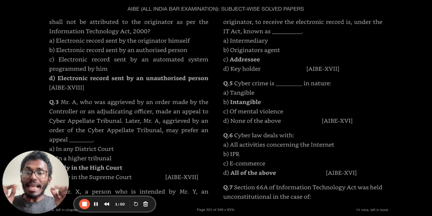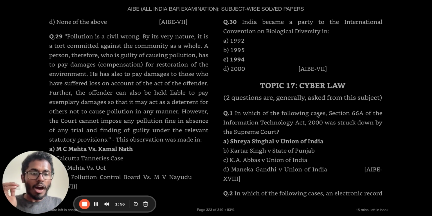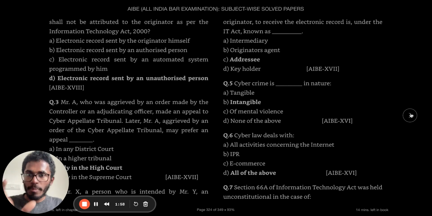The answer is option D: electronic record sent by an unauthorized person. That cannot be attributed to the originator as per the Information Technology Act. Only if the originator is sending it, it's fine. But if somebody else, an unauthorized person, is sending it, then it cannot be considered.